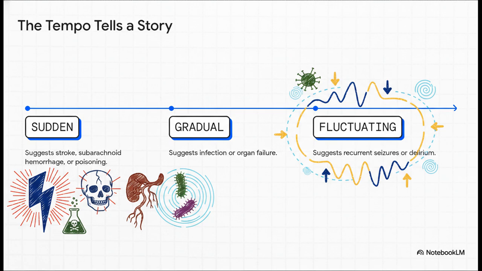Was the onset absolutely sudden, like a light switch? That should make you think of vascular events, a stroke, a subarachnoid hemorrhage, or maybe a toxic ingestion. Or was it more gradual, developing over hours to days? That points more towards things like an infection or a slowly worsening metabolic problem. And if it's fluctuating, coming and going, that is classic for things like delirium or maybe seizures. The tempo tells you so much.